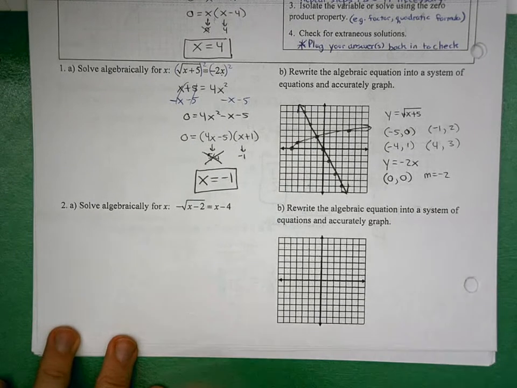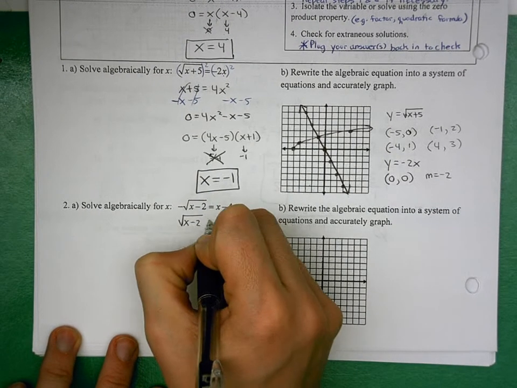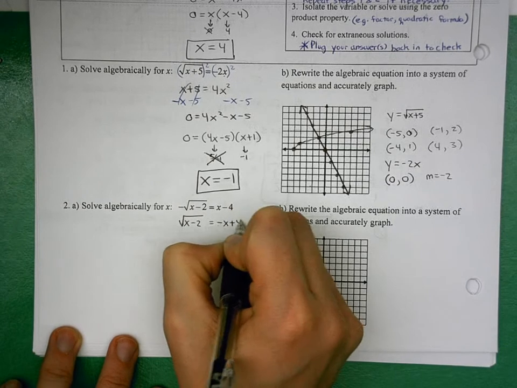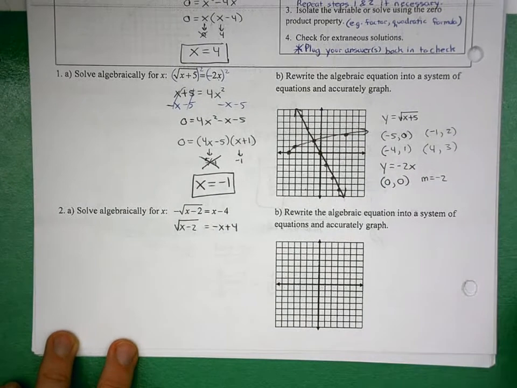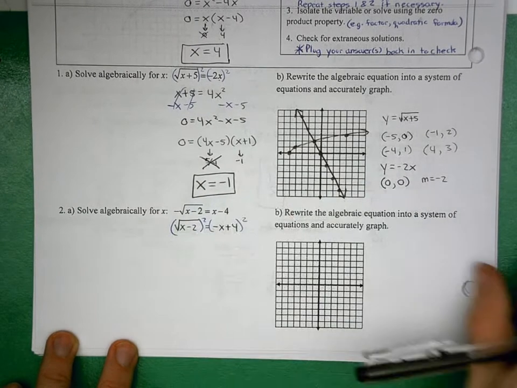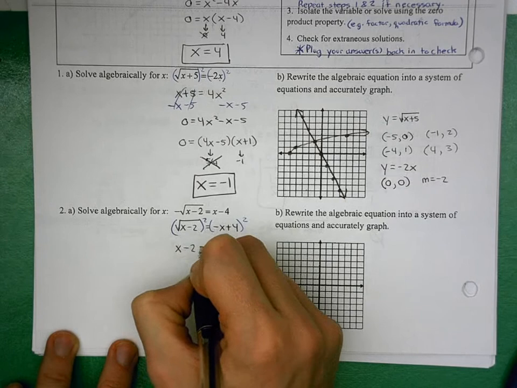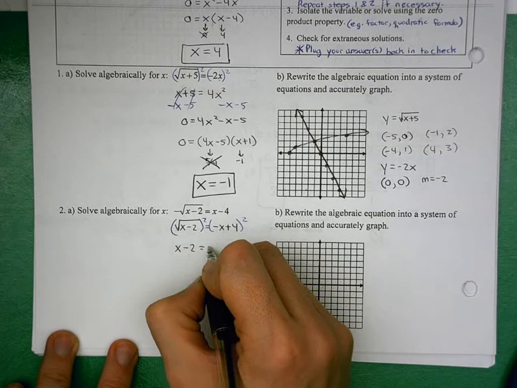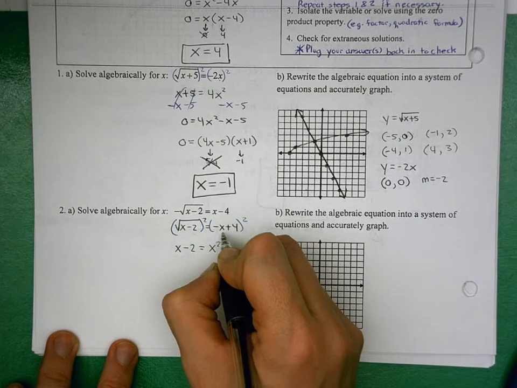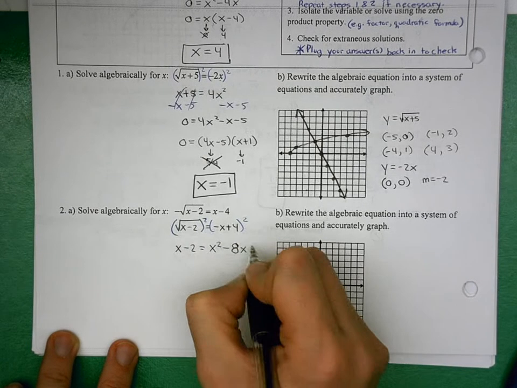Algebraically, isolating our radical, we're going to move that negative over to the other side, so we get negative x plus 4. Squaring both sides, our square and square root cancel, so x minus 2 equals. Foiling this out, negative x times x is x squared. Negative x times 4 twice is negative 8x, and 4 times 4 is 16.